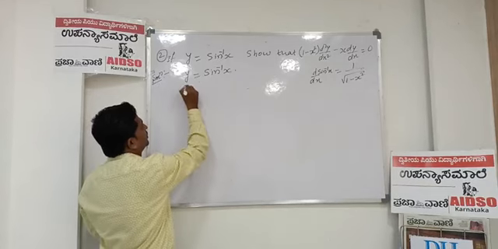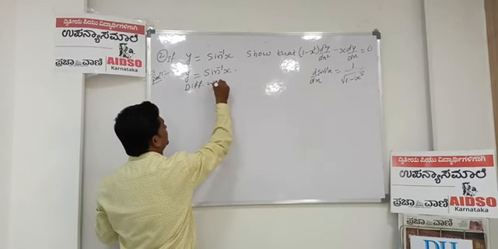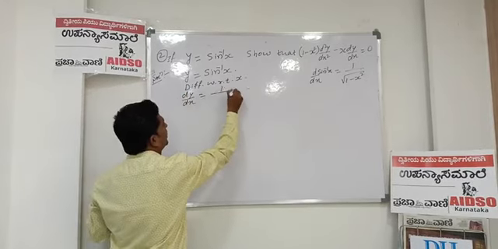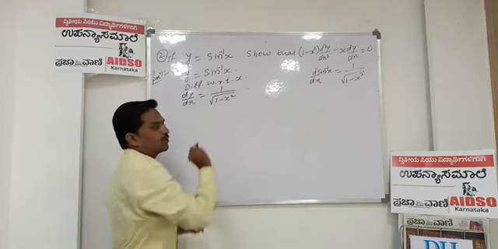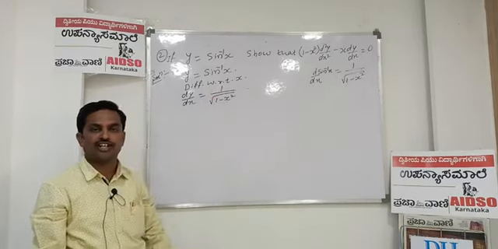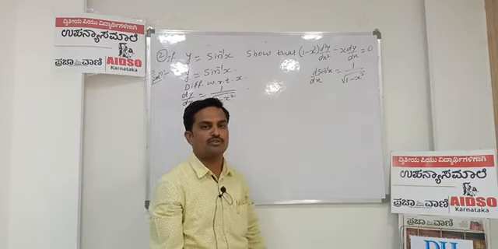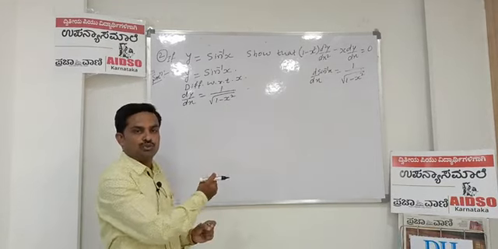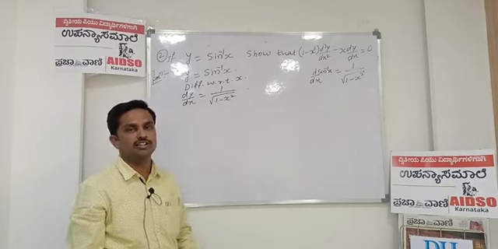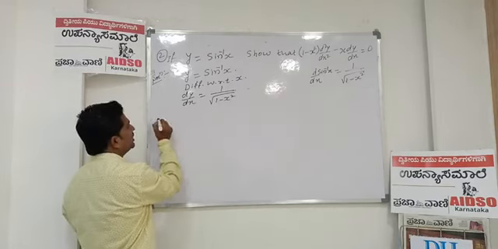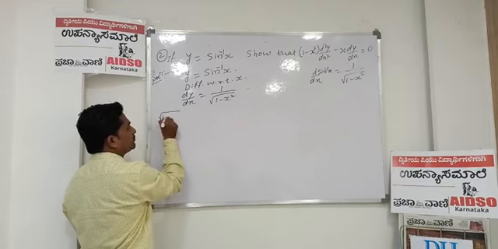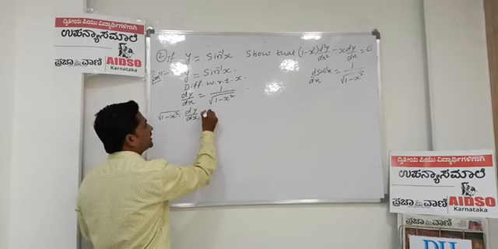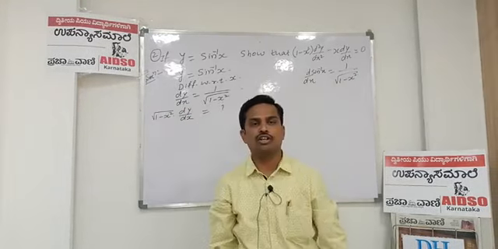So the first step is to differentiate with respect to x. dy by dx equals 1 divided by square root of 1 minus x square, as we have substituted the derivative of sine inverse x. Now the factor in the denominator can be transposed to the LHS, as I suggested in the previous example. So square root of 1 minus x square into dy by dx equals 1, and 1 remains on the RHS.